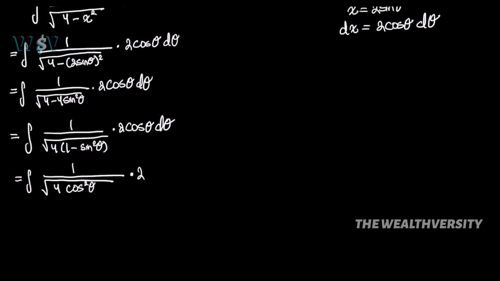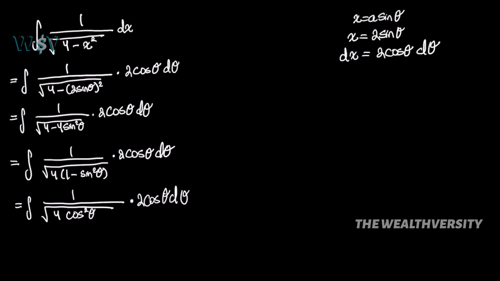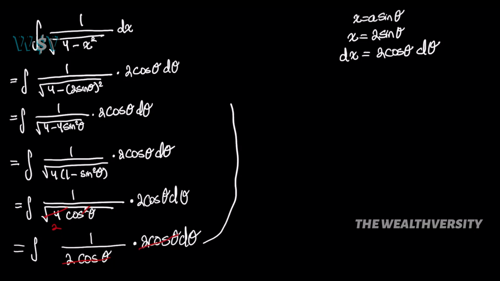Now that we have all multiplication under the square root, and they are simple variables to take the square root of, we take the square root of 4, which is 2, and the square root of cos theta squared is just cos theta. Now we can see that 2 cos theta will cancel since they divide each other, and we will be left with the integral of 1 d theta. The antiderivative of 1 is just theta, and we add the constant c in the end.